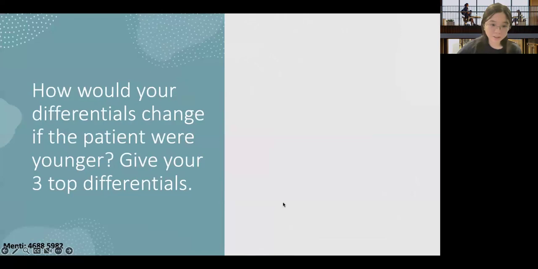Okay, let's move on. So all those were more common in older patients. How would your differentials change if the person were younger? I didn't create a separate slide for this, but yeah, I can see some new ones. I think asthma was one of them. Yeah, I can't see it very clearly, but thinking along the right lines.